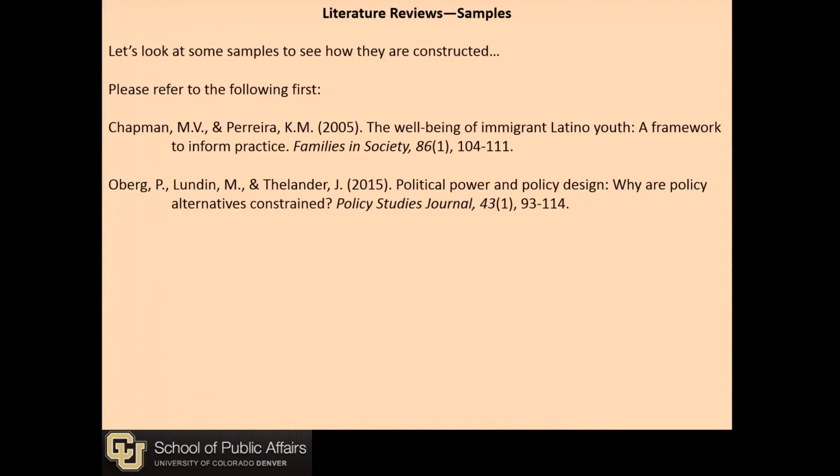So with that in mind, let's actually take a look at some samples so we can talk about this a little bit more. So what I'd like you to do is to get your samples ready for the well-being of immigrant Latino youth, as well as the political power and policy design article.